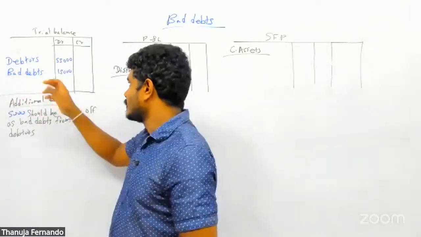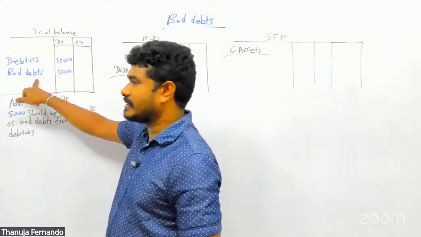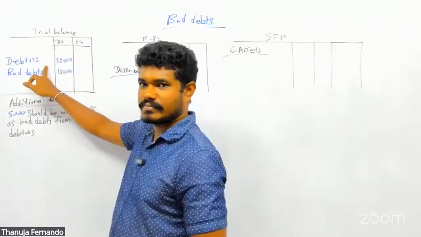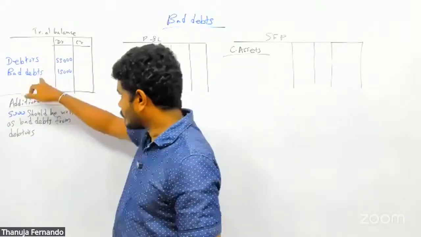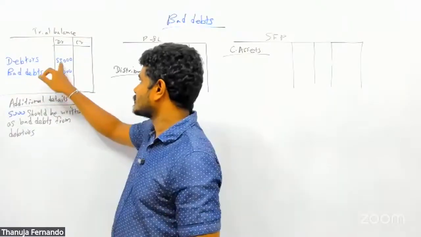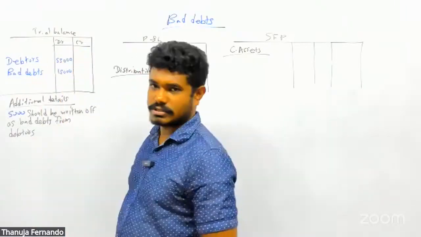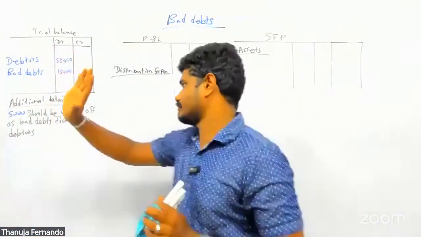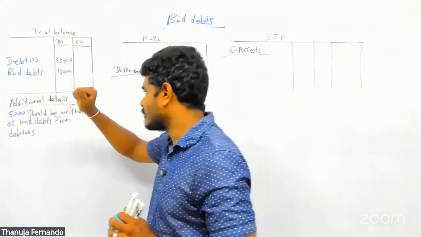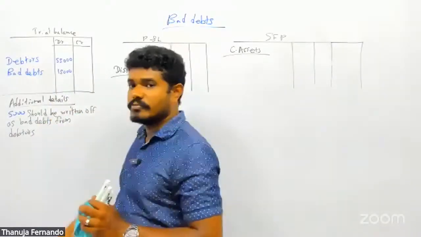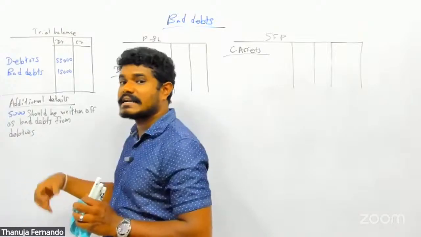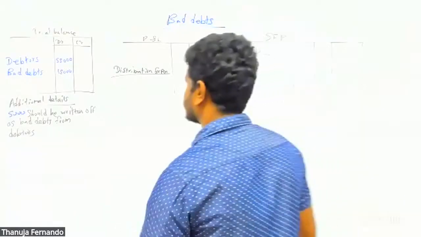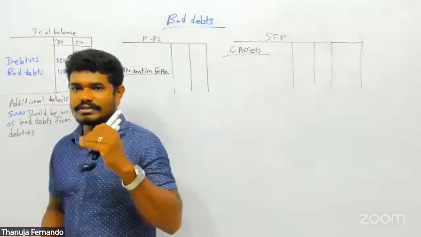Already deducted means before this bad debt 15,000, there were 70,000 debtors. So after this 15,000 bad debt, the debtors are 55,000, right? So now we have an idea about this. We have already done. And yet again, at the end of the year, they are saying we have to write off another 5,000 as bad debts, right? So then yet again another 5,000. Then how we record this, right?